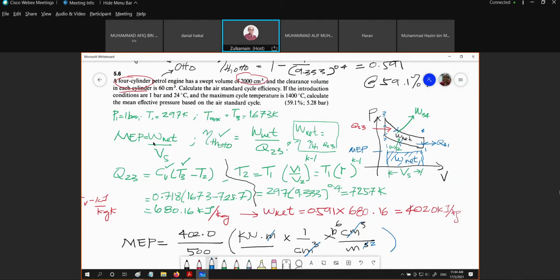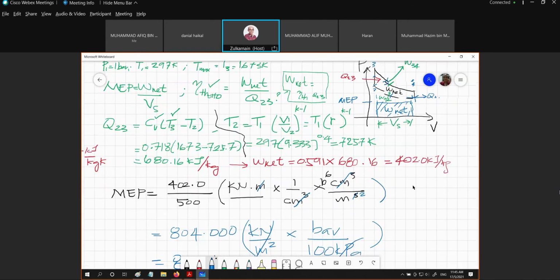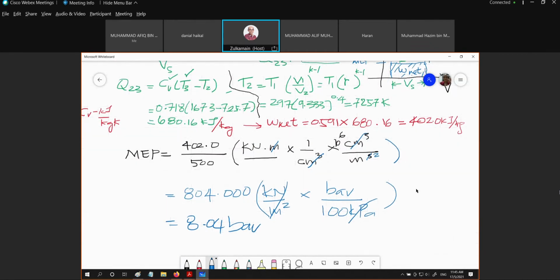The W net, the MEP, okay, the W net is equal to the thermal efficiency. The W net is equal to the thermal efficiency times Q23, that is, the thermal efficiency is W net divided by Q23. The thermal efficiency is correct, 591. Can anybody detect what is the error right here? Anyone?